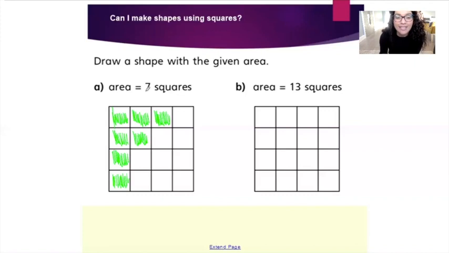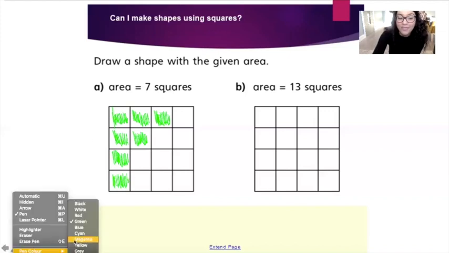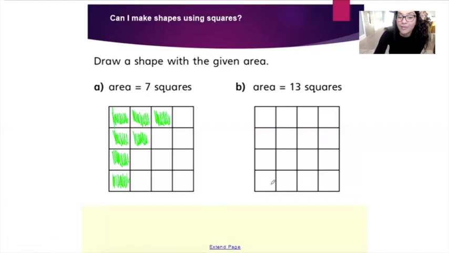So the way to test if I've drawn a shape with an area of 7 squares is to count how many squares I have coloured in. So that's 1, 2, 3, 4, 5, 6, 7. So I've coloured in 7 squares. So that means that my shape has an area of 7 squares.